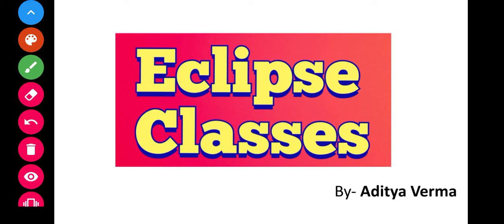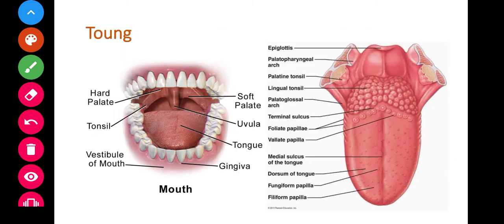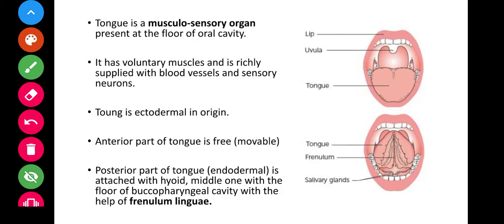In today's session, we will study about tongue and pharynx. First of all, we will see about tongue. As we can see in the diagram, tongue is an oval shaped organ which is pinkish in color found inside the buccal cavity. Now let's see more detail about tongue.